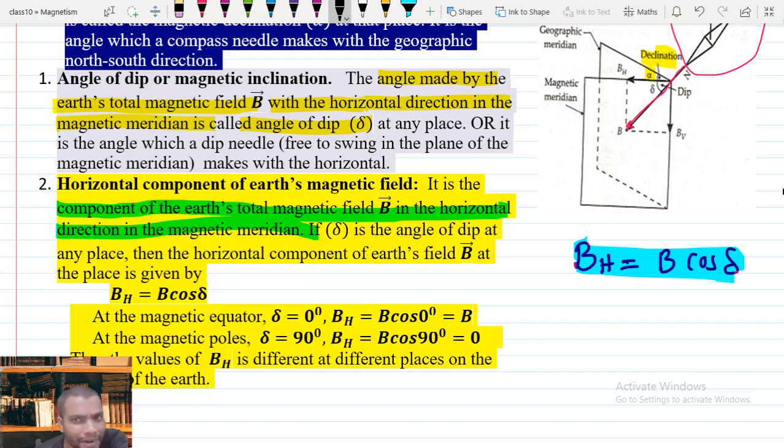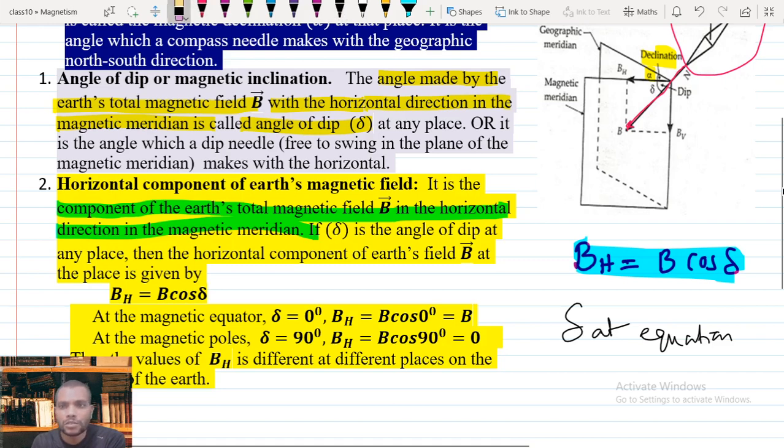How do you get the total magnetic component? You have a dip circle. Take the help of the dip circle, and the needle shows the direction of the total magnetic component. Now take the case of delta at the equator. We know that at the equator the dip needle floats horizontally, so delta at the equator goes to 0.